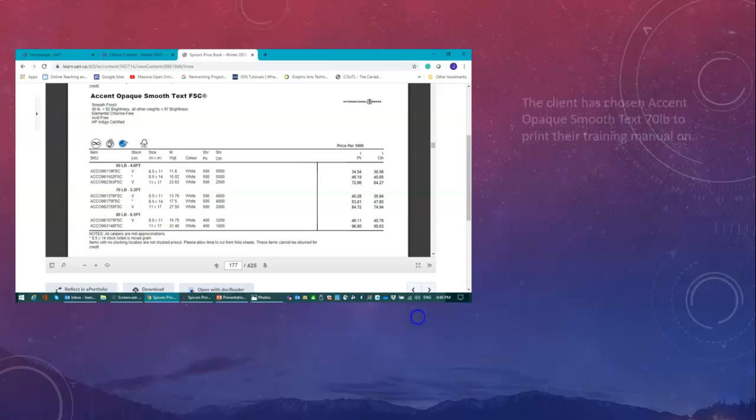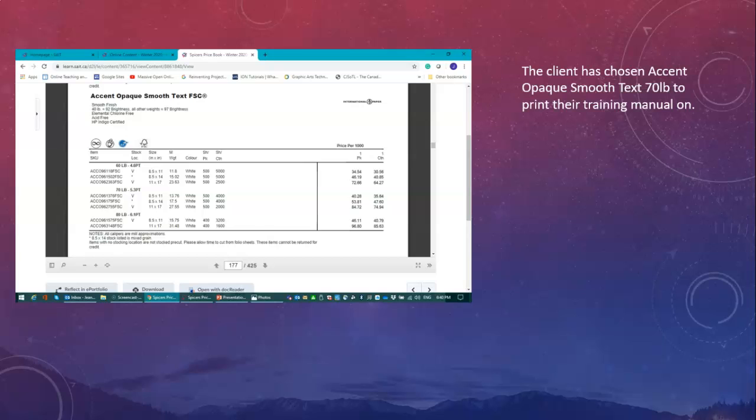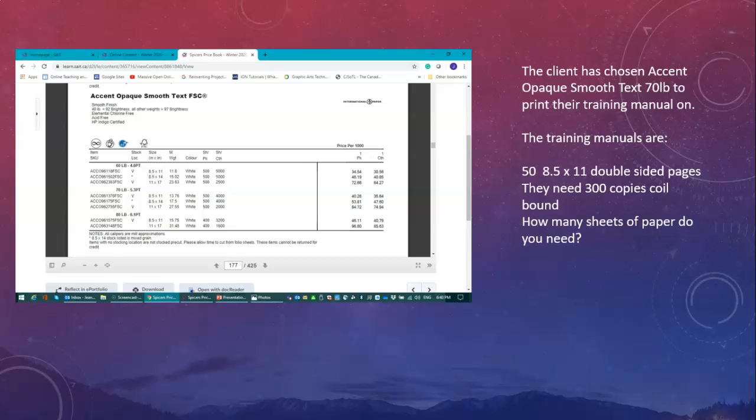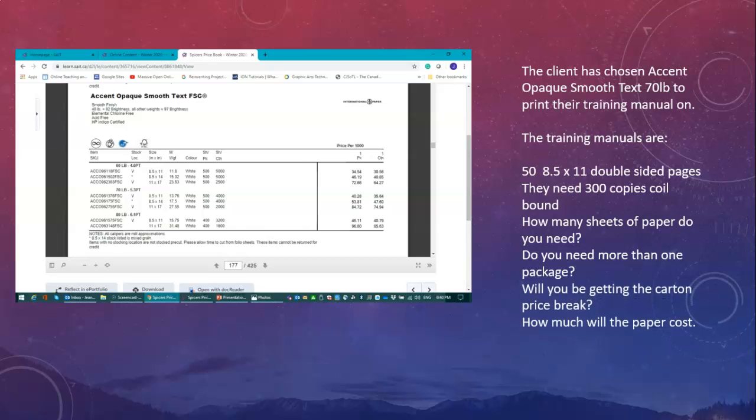Okay, so we've got another quick problem. So this time the client has chosen Accent Opaque Smooth Text 70 pound to print their training manual on. The training manuals are 50 8.5 by 11 double-sided pages. Okay. They need 300 copies coil bound. How many sheets of paper do they need? Do you need more than one package? Will you be getting the carton price break? And how much will the paper cost? So again, I encourage you to pause, try and calculate that one out.